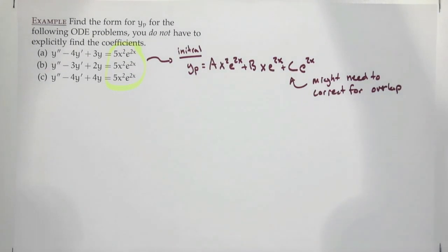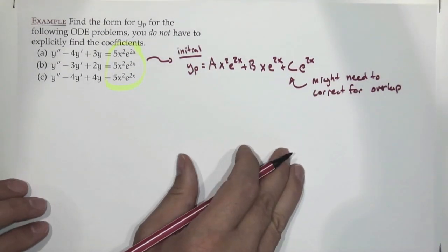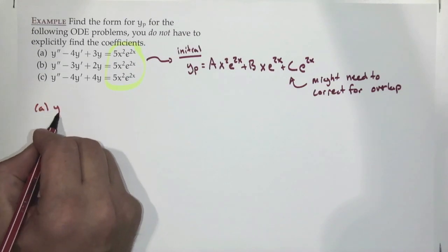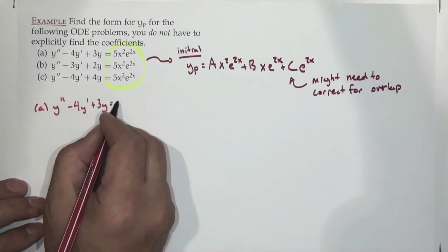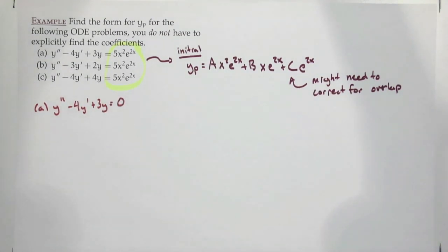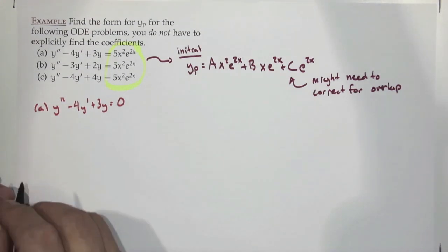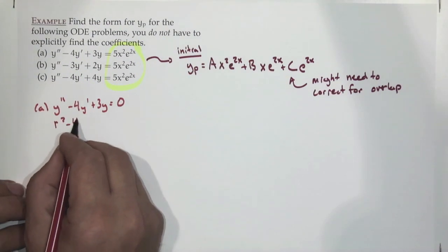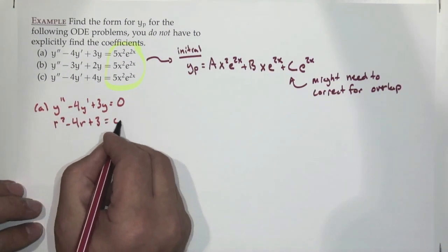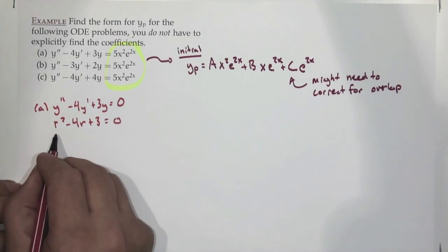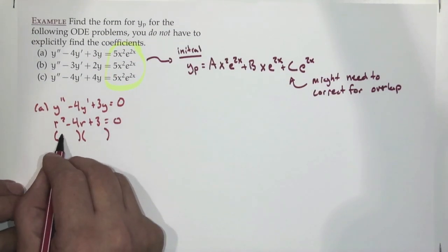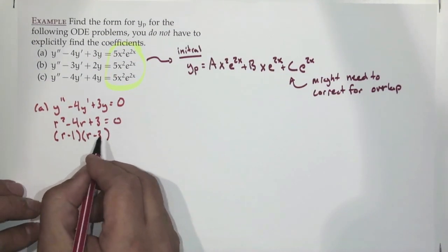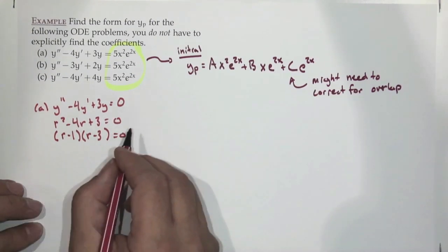All right, so for part A, we have our differential equation, y double prime minus 4y prime plus 3y. And right now, we're looking for the overlap, so we're solving the homogeneous part. What's our algebra problem? r squared minus 4r plus 3 equals 0. Does this factor? Yes. What are the factors? Yeah, r minus 3, r minus 1. So what are the roots? 3 and 1.